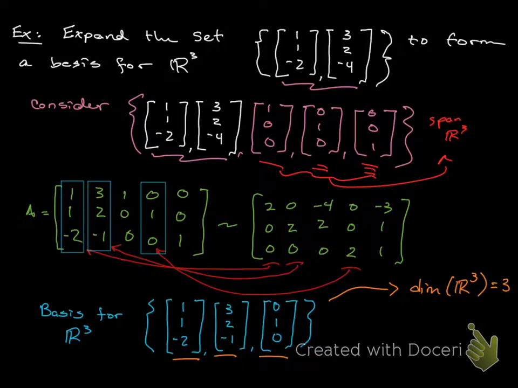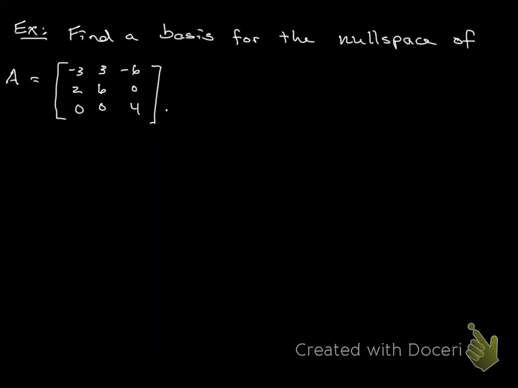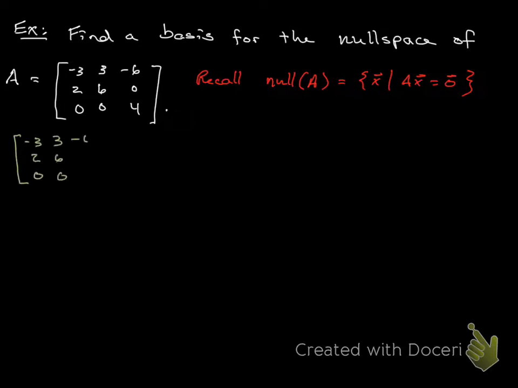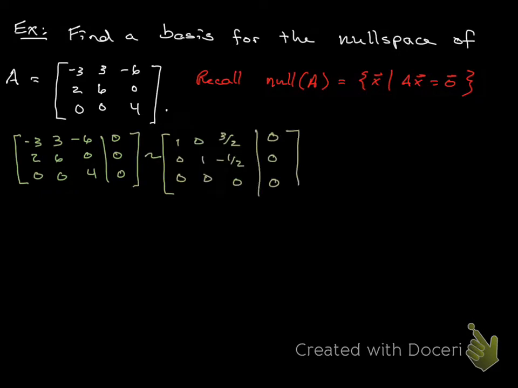Okay, one more example here to work with. Find a basis for the null space of this matrix A. Okay, null space. We've got to remember what null space means. Null space is the set of solutions to the problem AX equals 0, right? So the null space of A is all the vectors that make up the solutions to the system AX equals 0. So I augment my matrix A with the 0 vector. I reduce, and this will give me the vectors that form the null space.